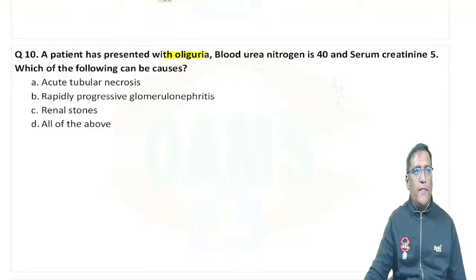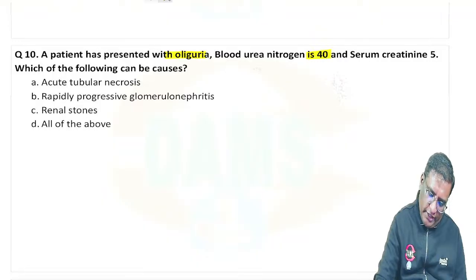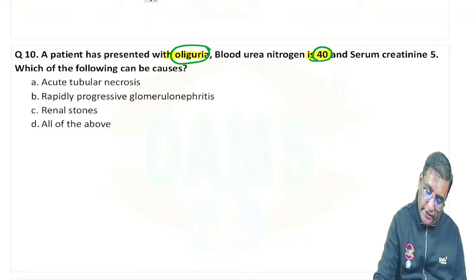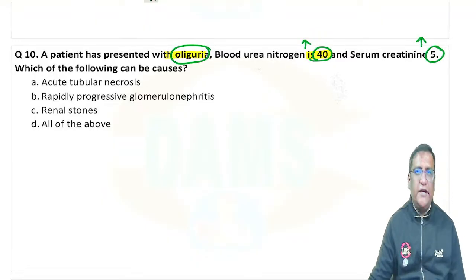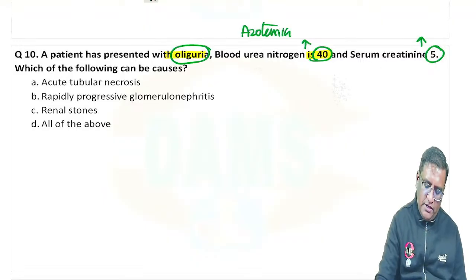Patient has presented with oliguria. Blood urea nitrogen is 40. So oliguria is decreased urine output. Okay, that is okay. Blood urea nitrogen is increased. Serum creatinine is also increased, isn't it? So basically this is suggesting the patient is having azotemia. This is azotemia.